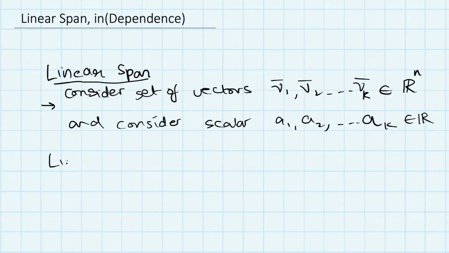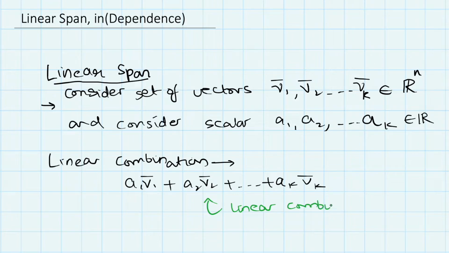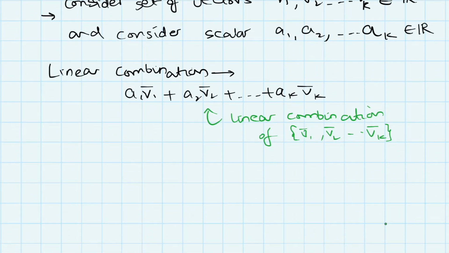What is a linear combination? A linear combination is nothing but a1 v1 plus a2 v2 plus up till ak vk. This is known as a linear combination of the set of vectors v1, v2 up till vk, with coefficients a1, a2, ak respectively. So this linear combination stuff is pretty clear.